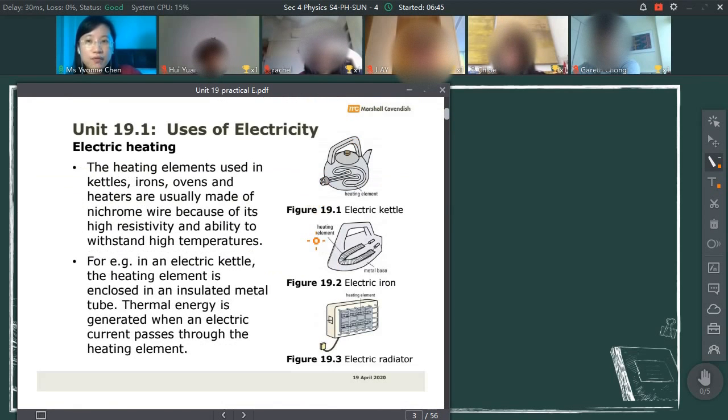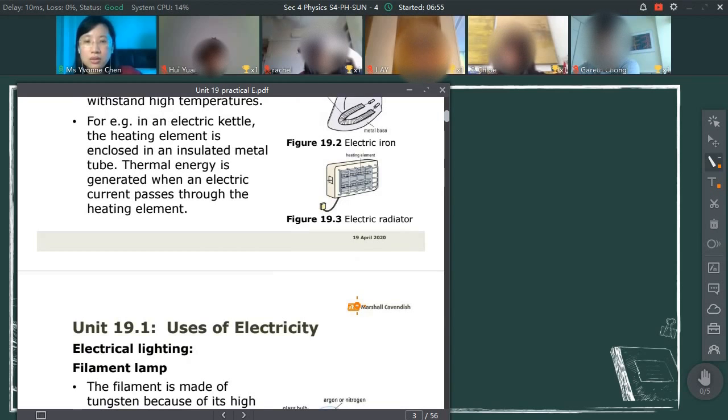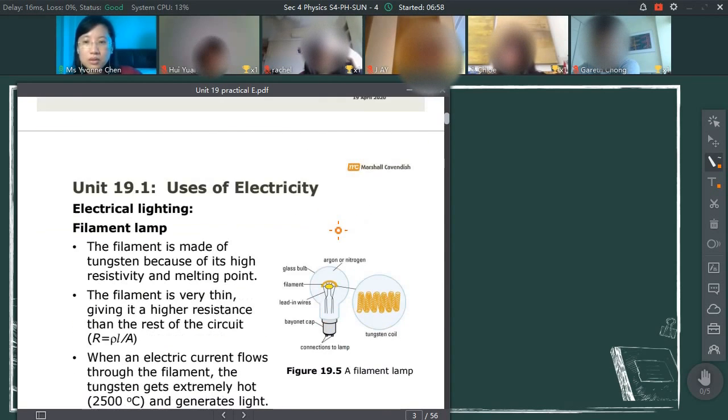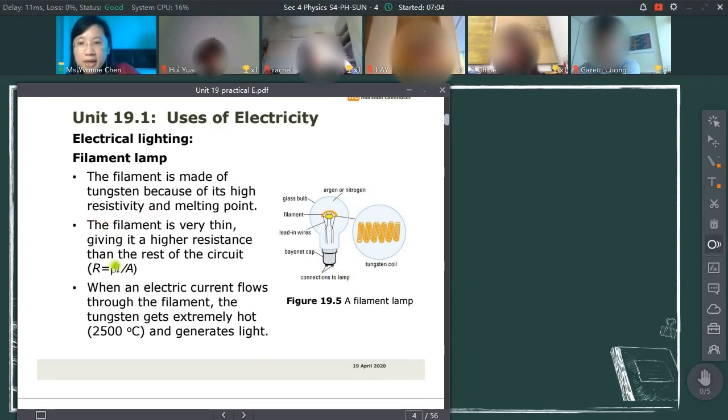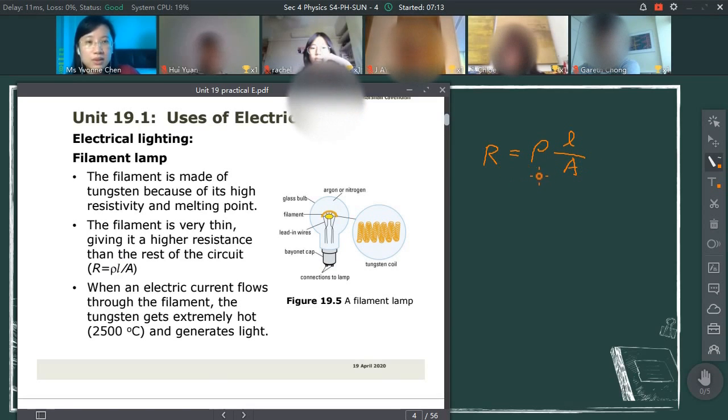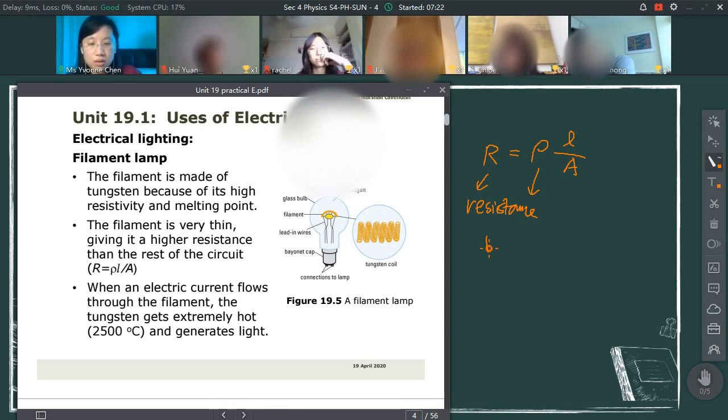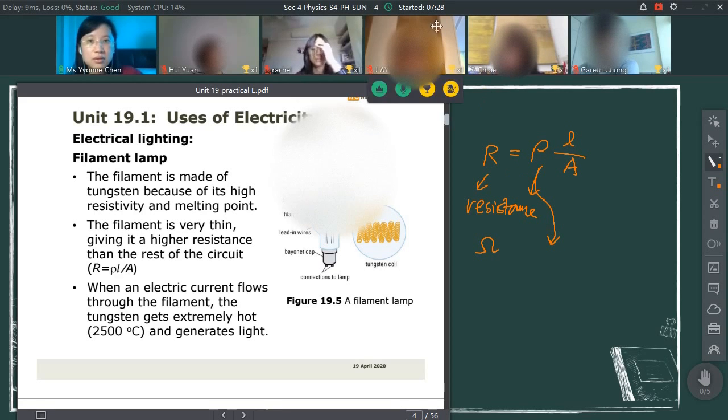And then for heating effect, you can see electric kettle, electric iron, electric radiator. Then there's filament lamp, which uses heating effect. Let's do a very quick recap. For this formula, R equals rho times L over A. Do you still remember what rho represents? R is resistance, right? Unit is ohm. What about rho? What does rho represent? Rachel, do you like to try?